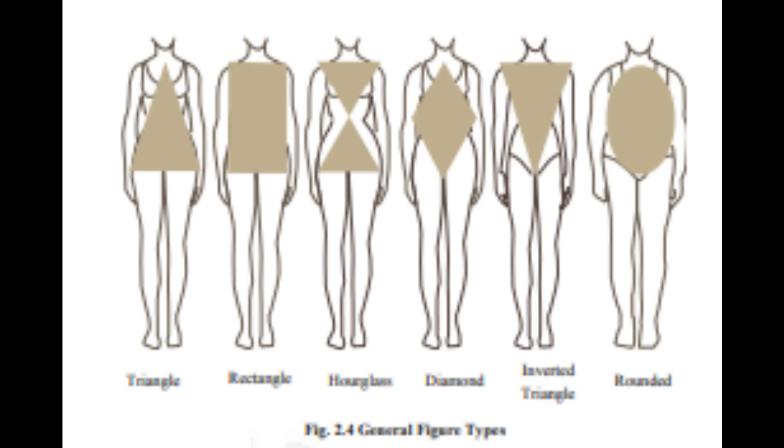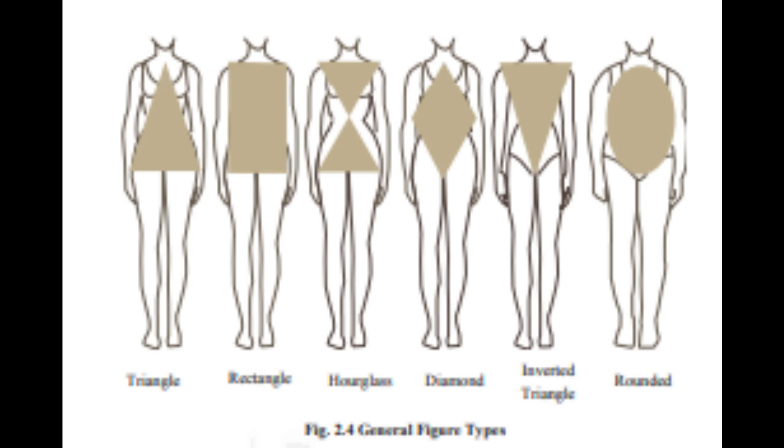Rectangular figure type. Clothing style for this figure should be loose or partially fitted free-flowing garments. Layered outfits are best for this kind of figure. Jackets, waistcoats, vests left open in the front create a slimming vertical line.